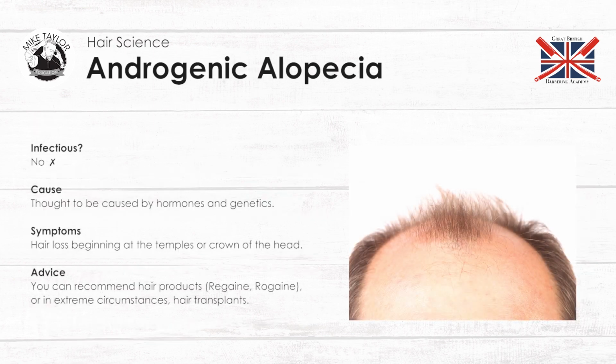Androgenic alopecia, more commonly known as male pattern baldness, is not infectious. It is thought to be caused by hormones and genetics, although there is no known cause. The symptoms are hair loss beginning at the temples or crown of the head. You can recommend to your clients hair products such as Regaine or Rogaine, but in this situation, prevention is certainly better than cure, and these products would need to be started before the baldness has started. In extreme situations, you can now recommend hair transplants.